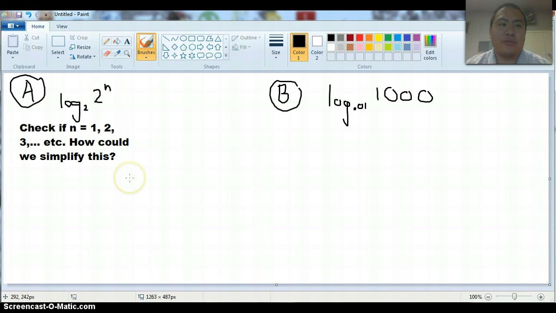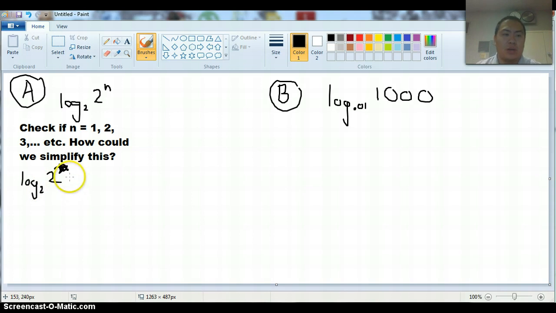Alright, so if we look at A, we have log base 2 of 2 to the power of n, and if I check if n equals 1, 2, 3, etc., how could we simplify this? Well, let's try if it was log base 2 of 2 to the power of 1. That 1 is unnecessary, so it would be log base 2 of 2, right? So how could I simplify that?